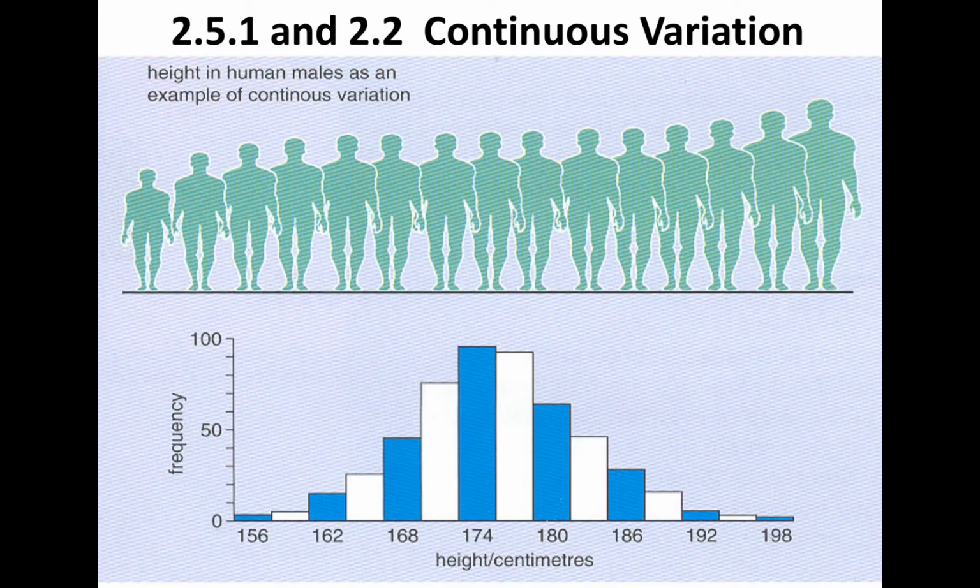So the first part of that we're going to look at is continuous variation. Continuous variation is data which cannot be put into discrete groups. So the example we have here is height. Other examples would include weight and lengths of things. Now the graph we have here is a histogram. Okay, now that is important to know.